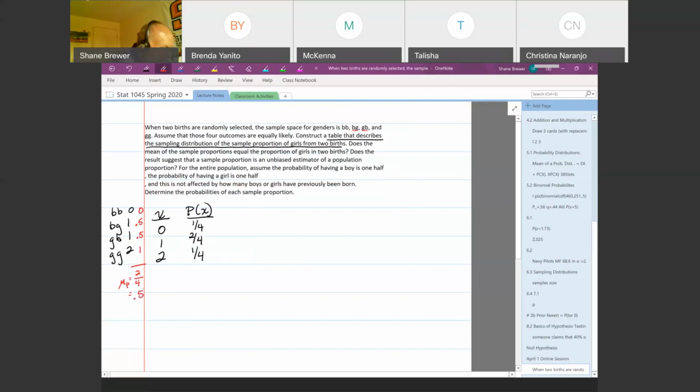Okay, does the mean of the sample proportions, that's what we just found, equal the proportion of girls in two births? Well, what do you think? What's the proportion of girls in two births?